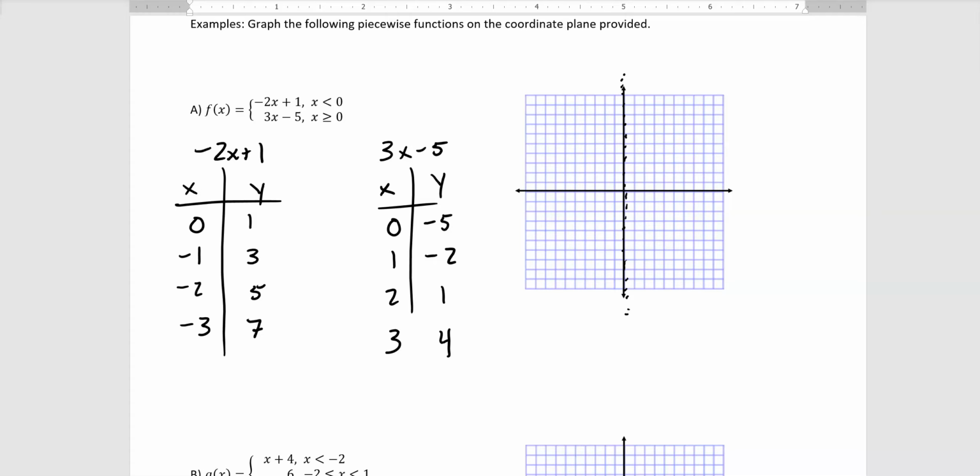When x is 0, y is 1. When x is -1, y is 3. When x is -2, y is 5. When x is -3, y is 7. Very good. 3x minus 5. When x is 0, y is -5. When x is 1, y is -2. 2 is 1. 3 is 4. And we can go ahead and continue.